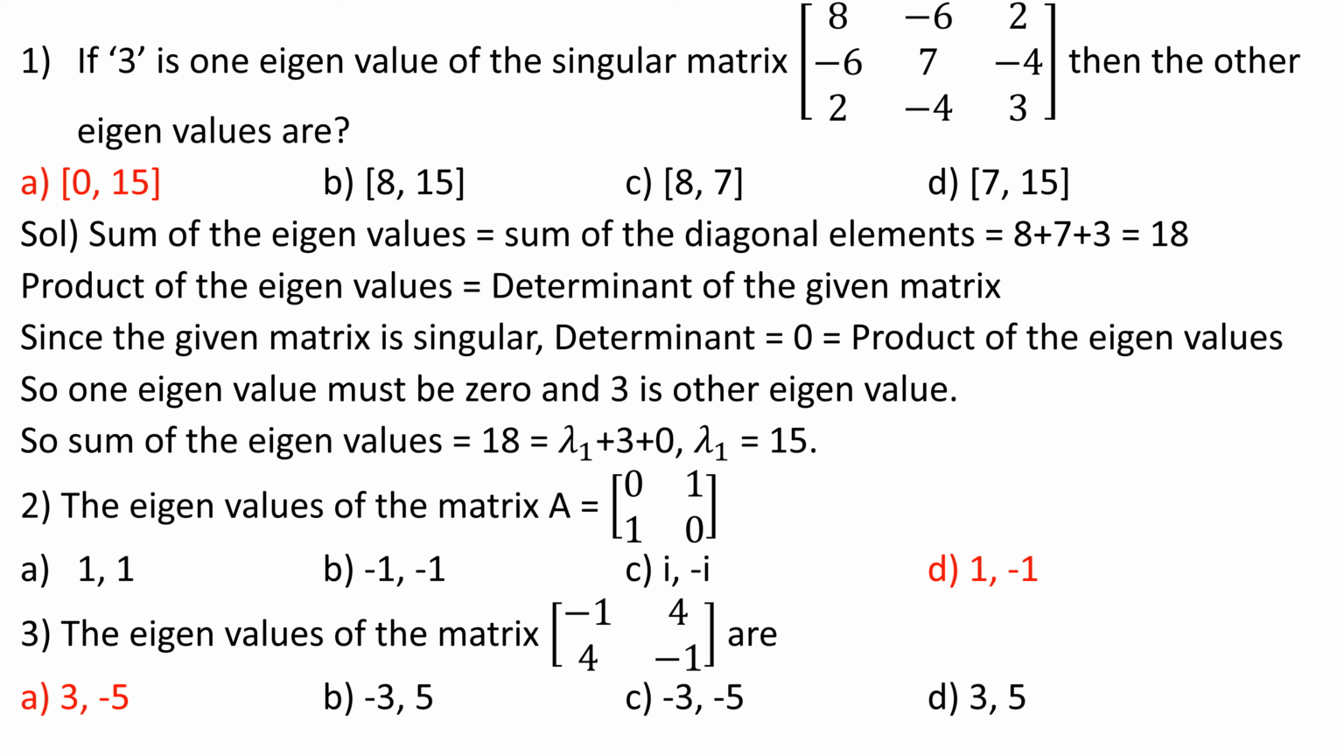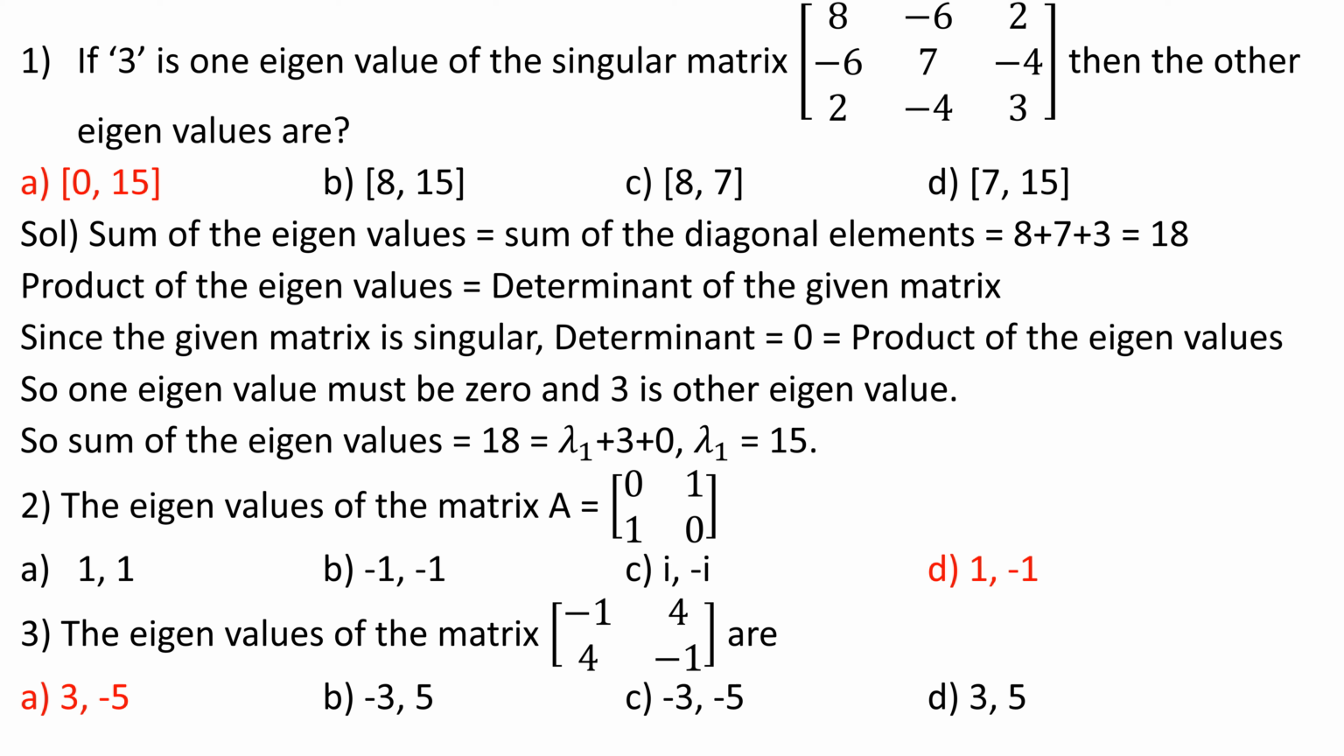So i into minus i is nothing but minus i square, and minus i square is minus 1. Already minus 1 is there, so it is clearly not minus 1. And option D, 1 into minus 1, so the determinant value is minus 1, the product of the eigenvalues. So clearly option D is correct.